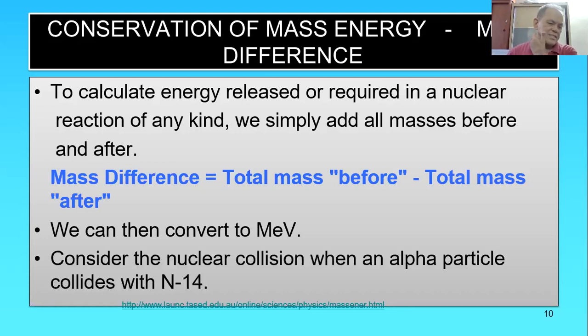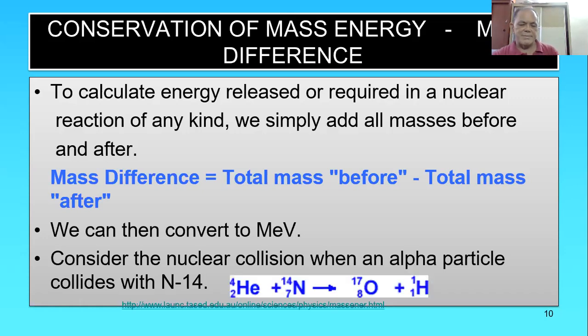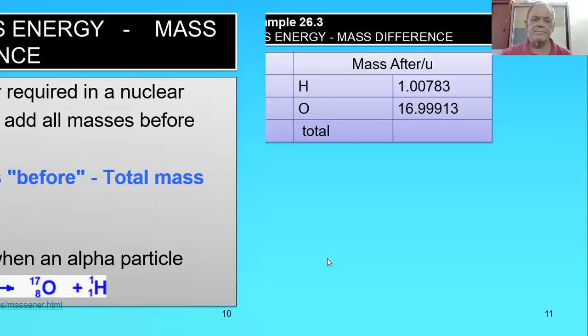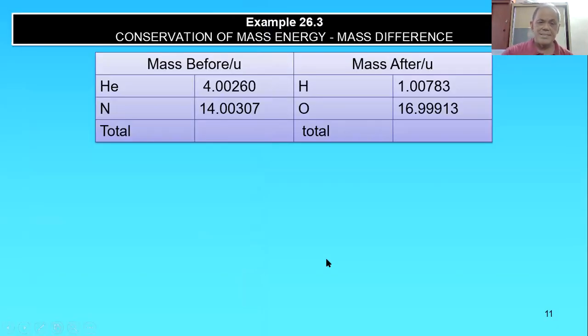Let's look at a nuclear collision when an alpha particle collides with nitrogen-14. Okay, that's the classic one. You should be able to write that equation. The oxygen is formed and a proton is emitted. Okay, let's look at mass. Conservation of mass-energy, mass difference.